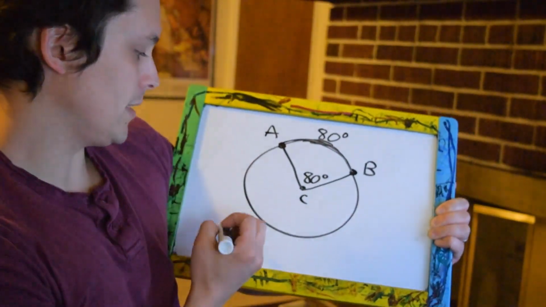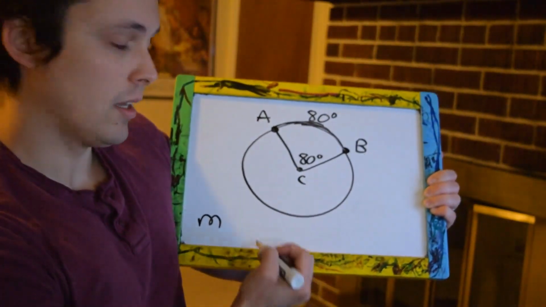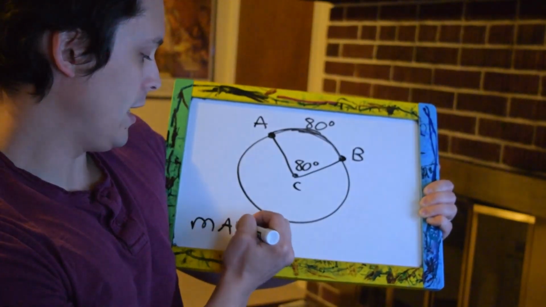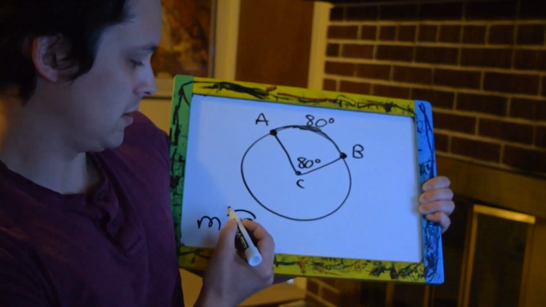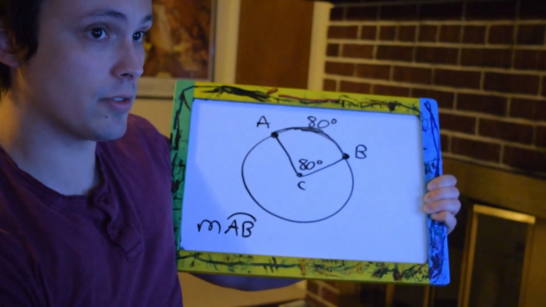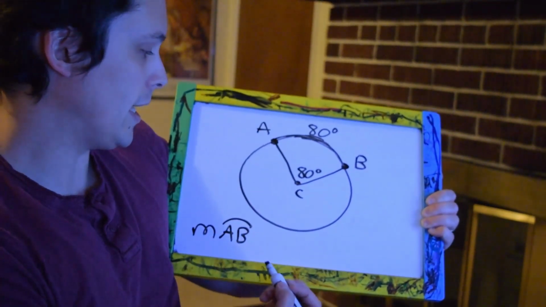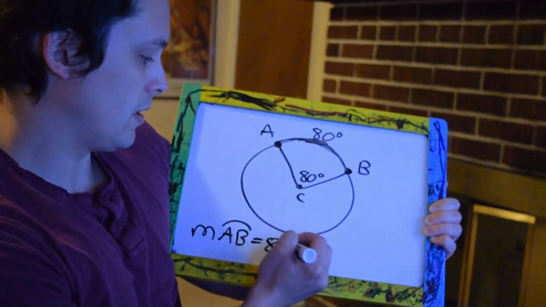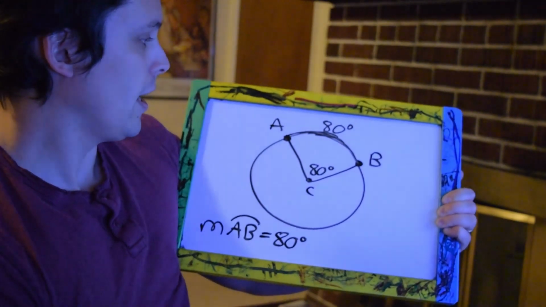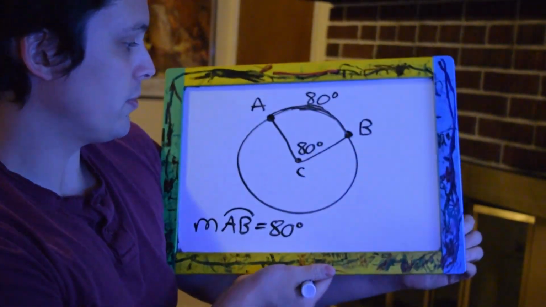And we could write this as the measure of AB, and we put a little curve over the top, and that stands for arc. The measure of arc AB would be 80 degrees. And this is a review. We've talked about this before.